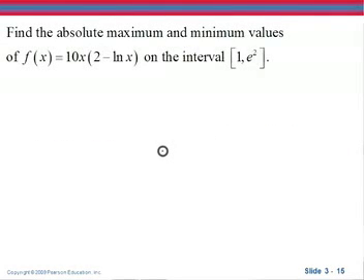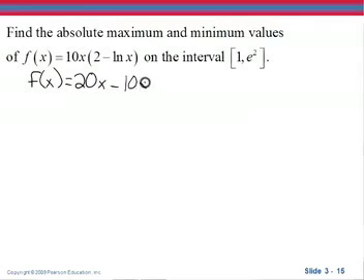Now let's take this example. We want to find the absolute maximum and minimum values of f of x equals 10x times (2 minus natural log of x) on the interval from 1 to e squared. The first thing I'm going to do is distribute this so that we won't have to use a product rule more than once here. So 10x times 2 is 20x, and 10x times natural log of x is negative 10x natural log of x.